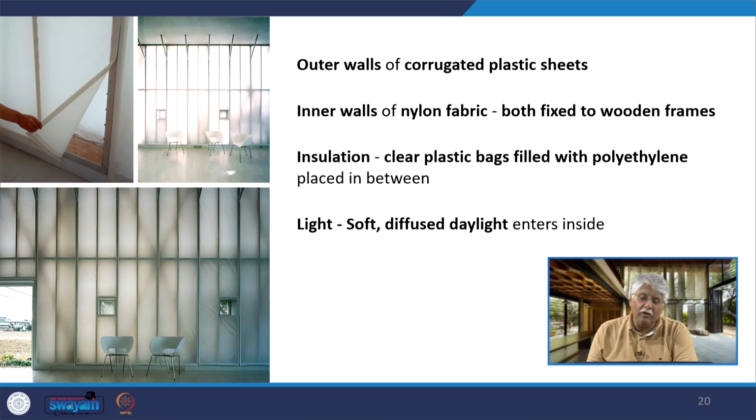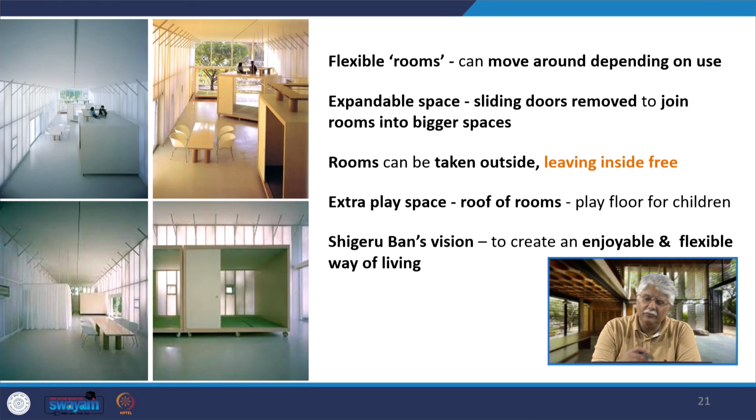The outer walls are of corrugated plastic sheets, the inner wall is of nylon fabric, and both are fixed to this wooden frame. There is insulation of these plastic bags filled with polythene which are placed in between, and thus this diffuse light filters into the house. These flexible rooms can be moved around depending on use.